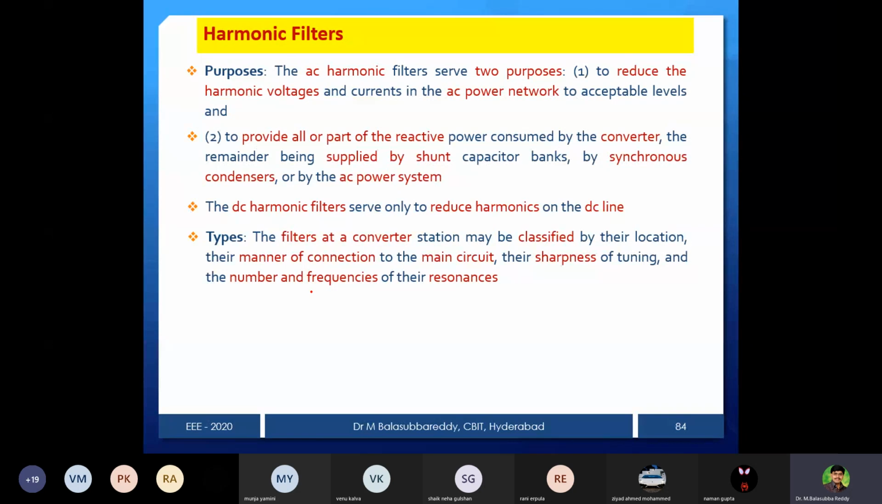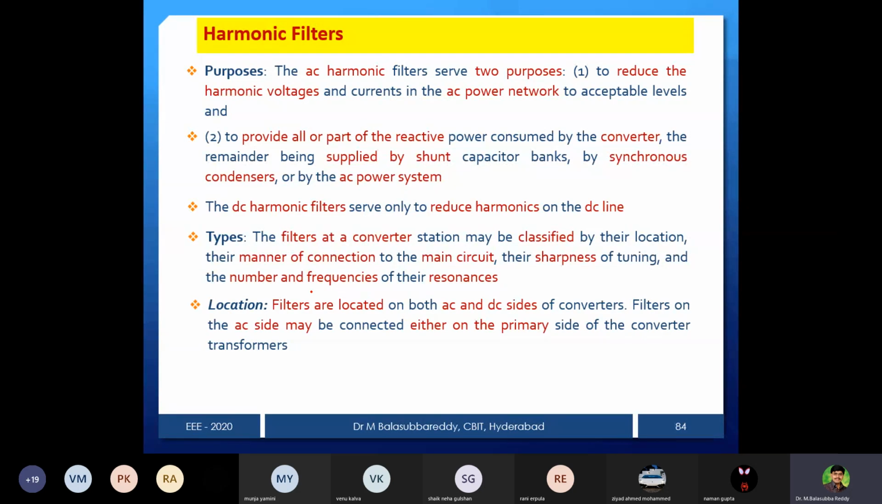So that is one factor: the location and where they are connected. Another is the sharpness of tuning, so fine tuning, whether you have to suppress the fifth order harmonic or the seventh order harmonic, depending on the frequency you are going to eliminate. All these things will decide the type of filter. Another one is location. Filters are located on both the AC as well as the DC sides of the converter. As I mentioned, there are AC filters and DC filters. DC filters will not compensate anything, but they will reduce the harmonics.